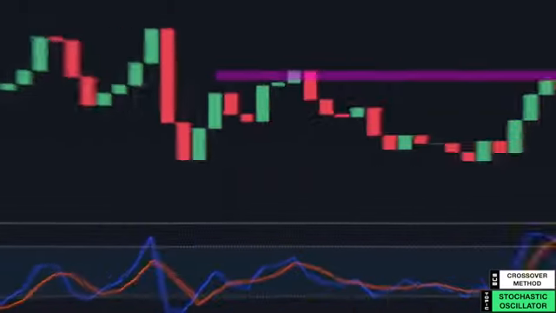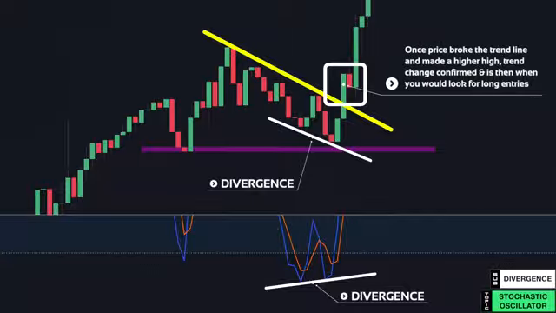Now, another method to use the stochastic indicator is through divergence, which allows for higher quality reversal trade setups. This reversal point here gives you a key support level. Price makes a lower low, whereas the stochastic makes a higher low, giving you a divergence. Trendline placed above, and once price broke the trendline and made a higher high, the trend change is confirmed and is then when you would look for long entries.